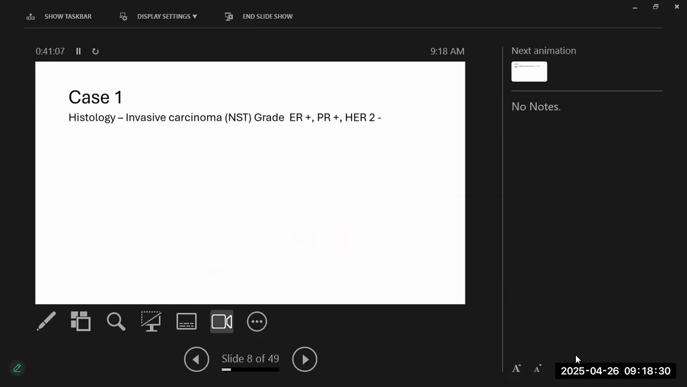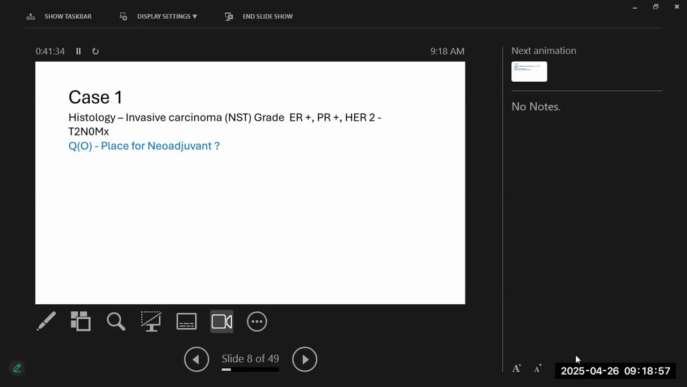So this is our histology report. It came as invasive carcinoma, ER/PR positive, HER2 negative, and T2 N0 MX. And Dr. Mahilal, what is the place of neoadjuvant in this case? Will you offer neoadjuvant for this patient or not? For this patient, the clear answer is no, because it's a 2.5 centimeter tumor without nodes.